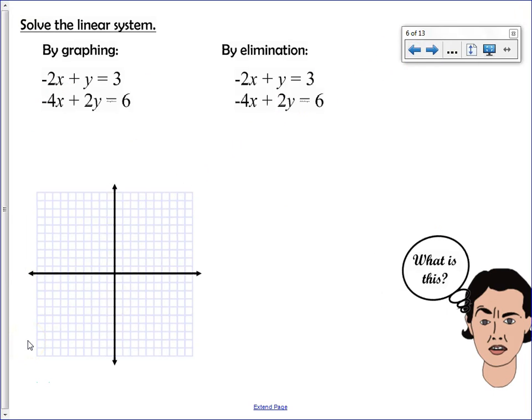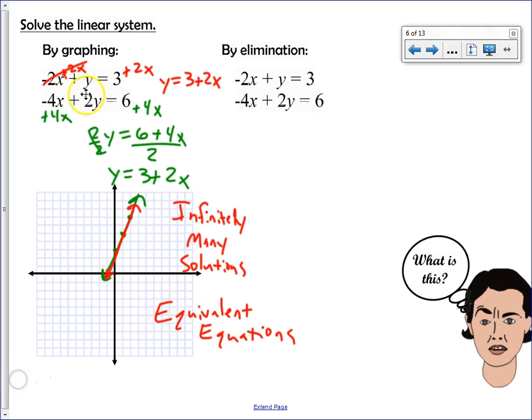Let's do the same thing with this next set of equations. Graph it, and restart the video when you're ready. So once I rearrange both equations into slope-intercept form, I notice that I get y equals 3 plus 2x for both equations. And it means that the lines are right on top of each other, which means I have infinitely many solutions because I have equivalent equations. So what does that look like when I eliminate?